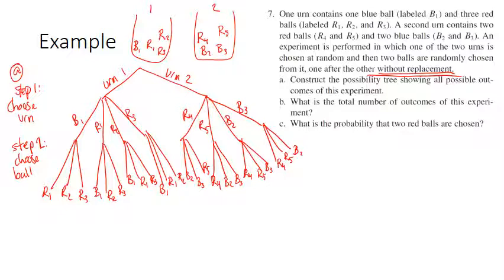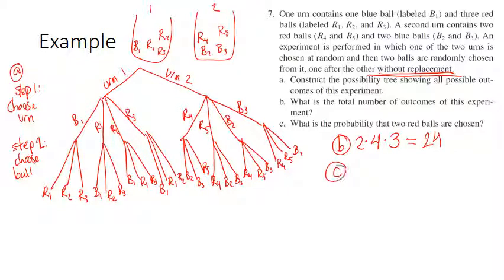So part B, what is the total number of outcomes of this experiment? Let's look at this tree here. At the beginning we had 2 choices, and then on the next step we had 4 choices regardless of which urn we had chosen. We always had 4 choices. And then on the next step we always had 3 choices regardless of which ball or which urn we had previously chosen. So this is going to be 2 times 4 times 3, which is 24.